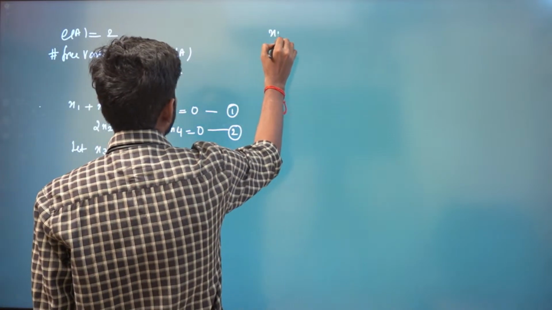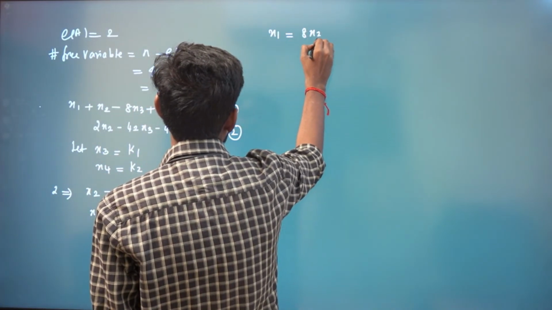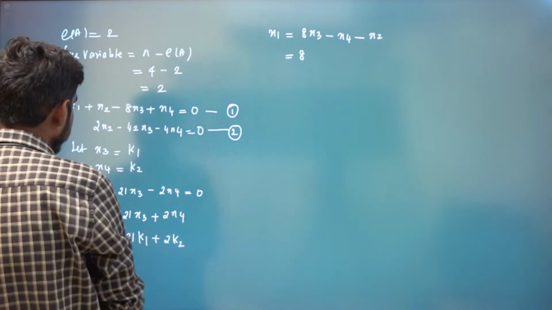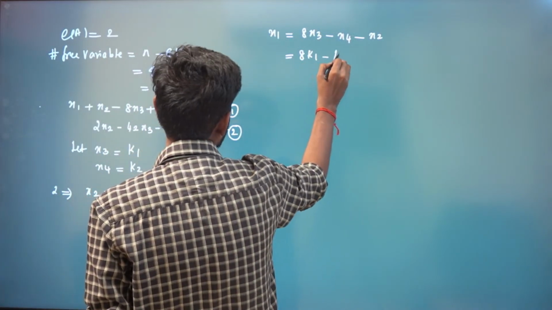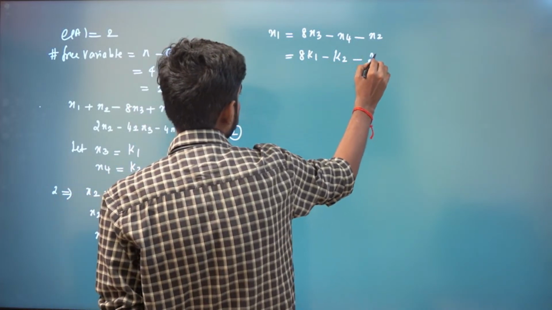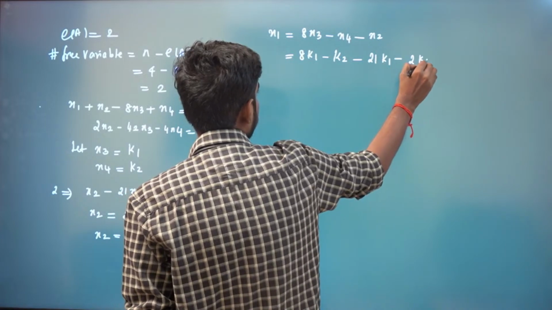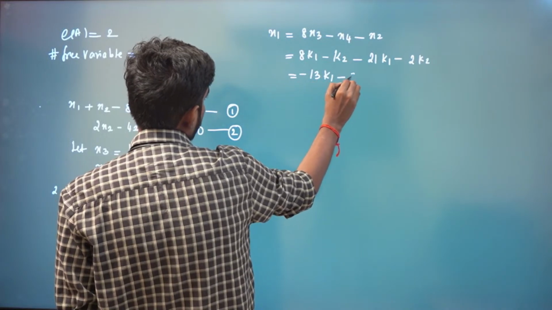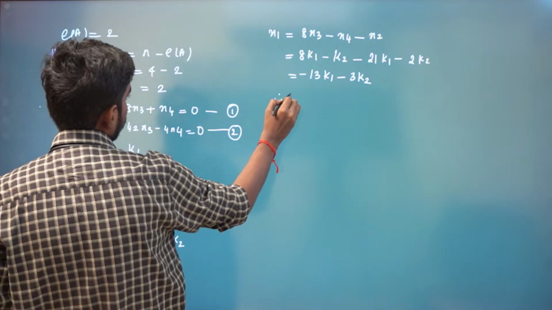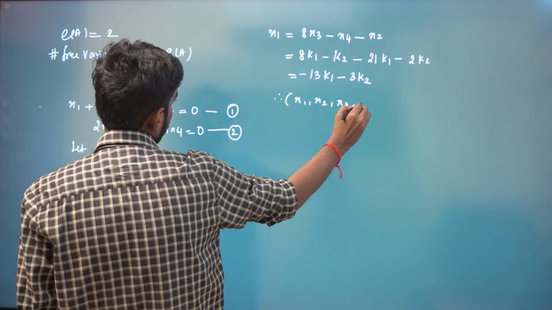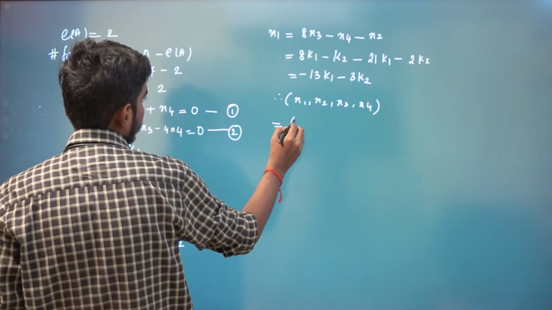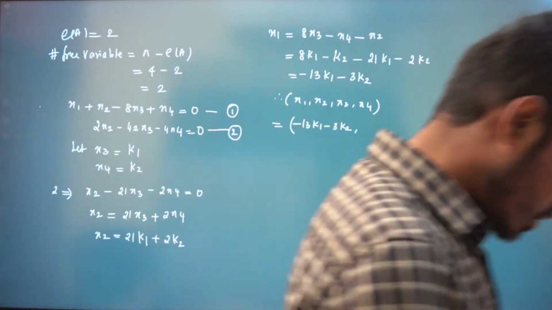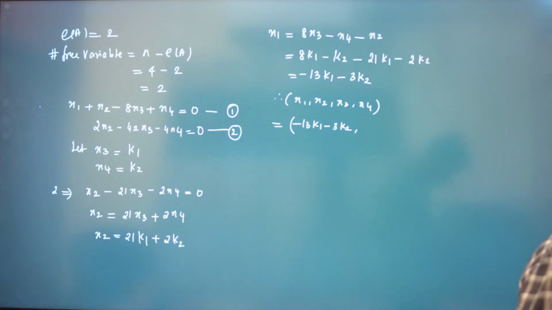And what is our x1? So x1 is 8 times x3 minus x4 minus x2. So 8 times, what is x3? x3 is k1. What is x4? It is k2 minus x2. So minus 21 times k1 minus 2 times k2. So 8 minus 21, it is minus 13k1 minus 3k2. So therefore, our solution space x1, x2, x3, x4 is given by x1 is minus 13k1 minus 3k2, right? Minus 13k1 minus 3k2, and then just a minute.